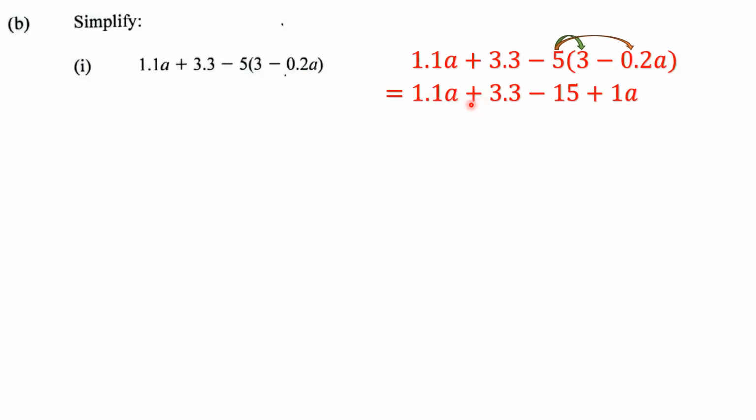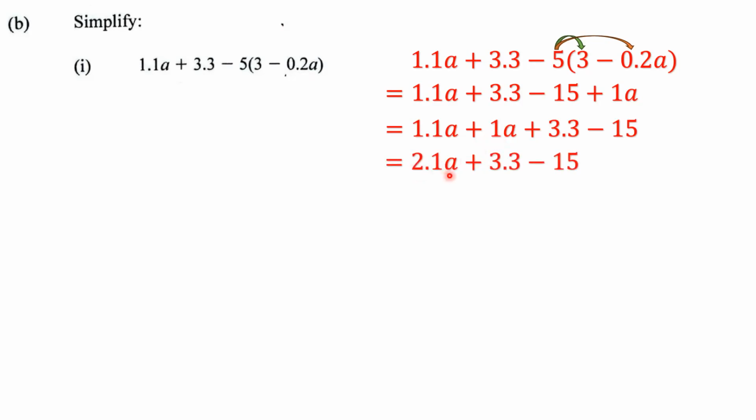Now we're going to combine like terms. So we're going to group like terms. We have this 1.1a along with this 1a, we bring them together. And the constants, the numbers 3.3 and 15, we bring them together here. Now we have 1.1a plus 1a, and we have 3.3 minus 15. So we're going to combine the like terms. So 1.1a plus 1a, that's going to give us 2.1a.